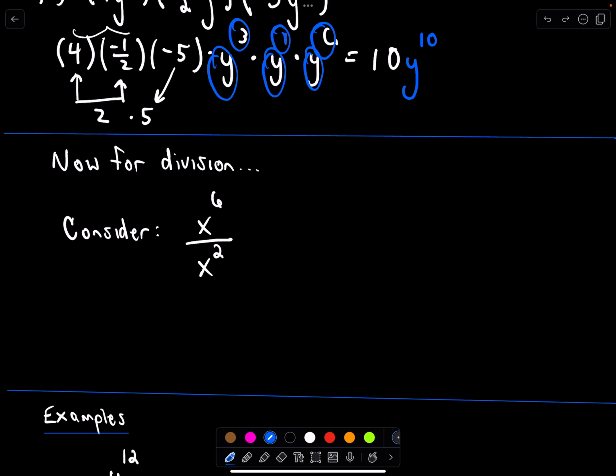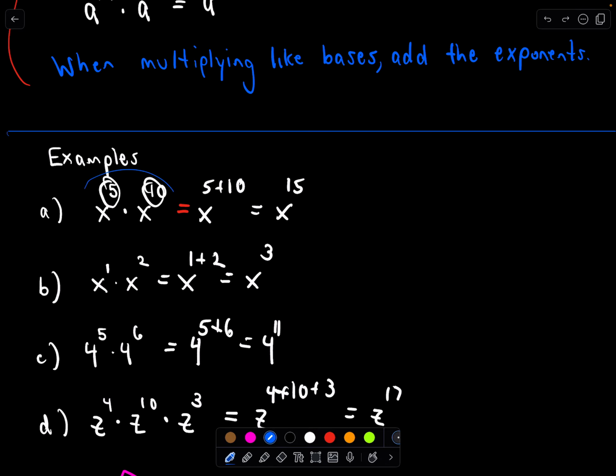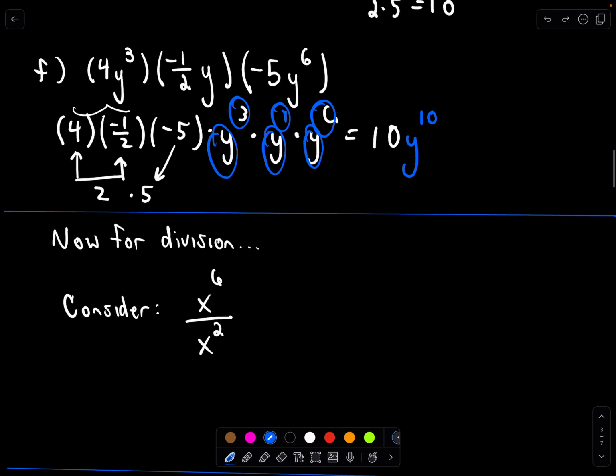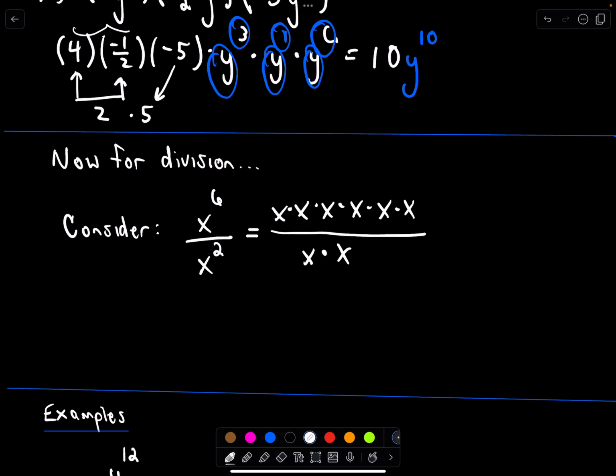Okay, now for division. So if we had like bases that were multiplied, we added the exponents. Instead of multiplication, we've got division. What might you think happens with the exponents? Well, I think we can come up with a good guess here. Suppose we have x to the 6th. Well, that's 6 x's being multiplied together. So there's my 6 x's. And then x squared, that means we have 2 x's being multiplied. But since this is all multiplication in the numerator and the denominator, we can cancel out some common factors. So x times x would cancel out, and then I could cancel out another x and another x.